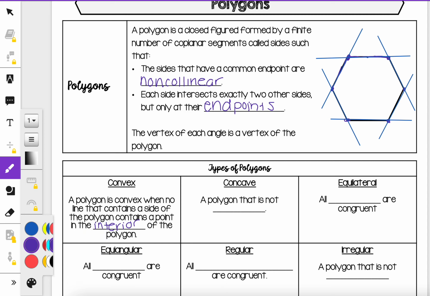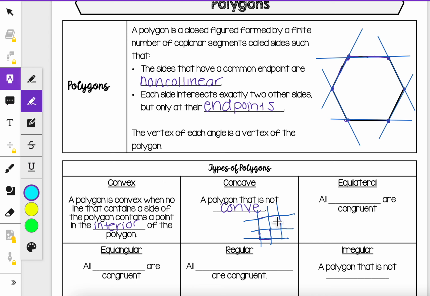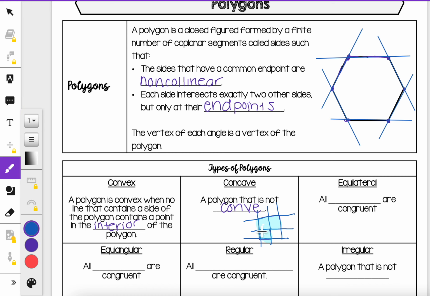If this happens where none of these intersections are inside the polygon, it is convex. If a polygon is not convex, it's concave. So a concave polygon is a polygon that is not convex. And an example of that would be if I had a polygon that looked like this. If I were to extend each of those lines, I see that some of these lines do fall in the interior of my polygon. Here was my polygon. And some of those lines do go through the interior of the polygon. So that's what makes this concave. So it's either convex or concave.